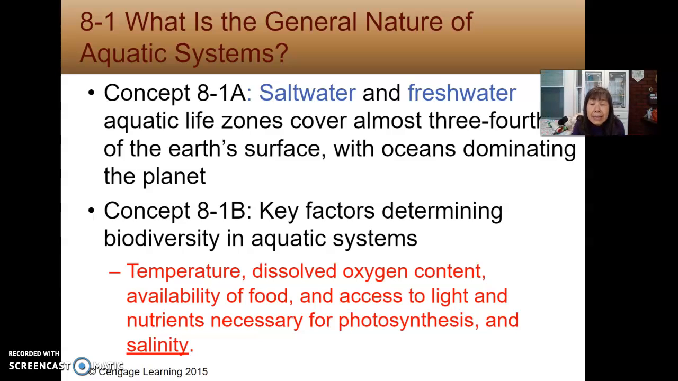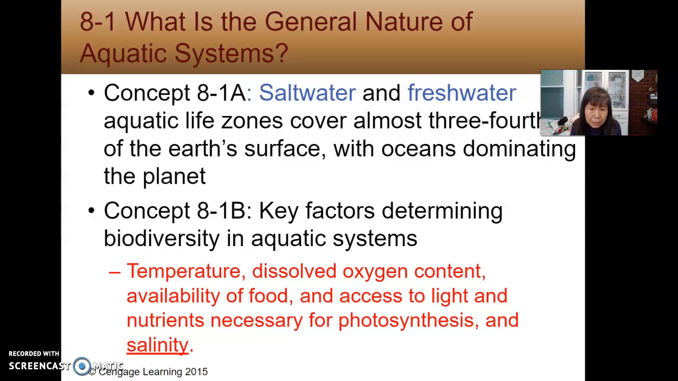So now we look at section 1. What is the general nature of aquatic systems? The first concept: saltwater and freshwater aquatic biozones, bioareas, cover almost 3/4 of the Earth's surface, with the oceans dominating the planet. So imagine those pictures. 3/4 of the Earth is covered by biotic life zones.